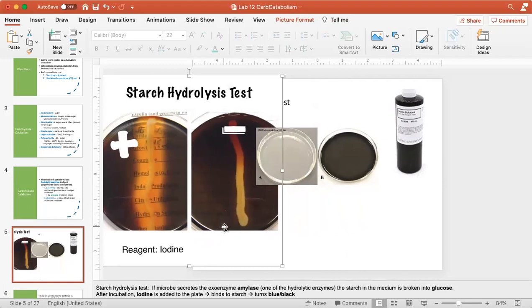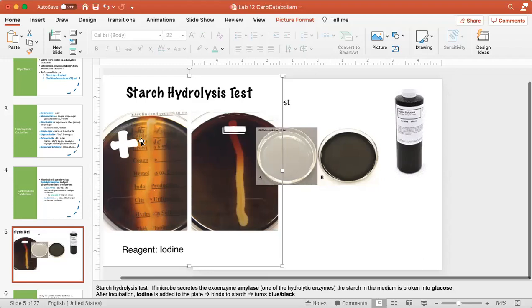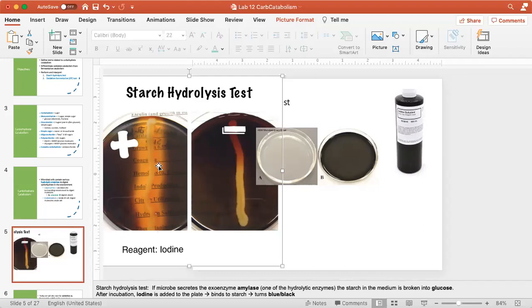If there's no starch, the agar will stay clear. And I do mean clear. There's a piece of paper behind this plate on the left, and the paper has writing on it, and you can read the words right through the plate. No black staining has occurred here because there's no starch here. And the reason there's no starch is because the cells that are growing right here in the center have secreted amylase.